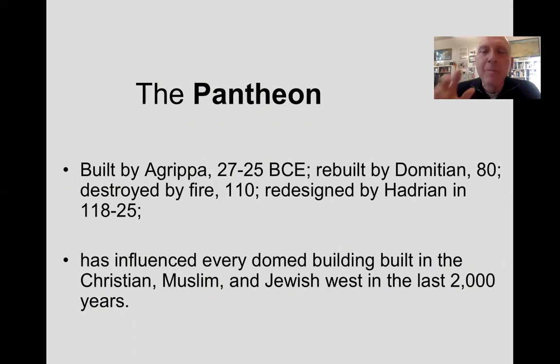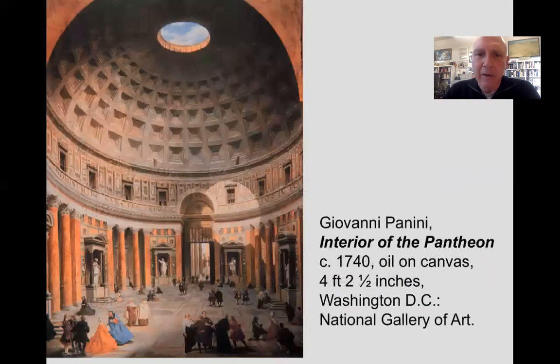It's not intact, but enough of it is there to give us a sense of the magnificence of Roman buildings in the 2nd century AD. And it's also fair to say that that domed structure, which has survived into modern times, has influenced every single domed building built in Christian Europe, in the Muslim West, and in the Jewish world. It has influenced all domed buildings in the Western world since. So it is a very, very important structure in our history.